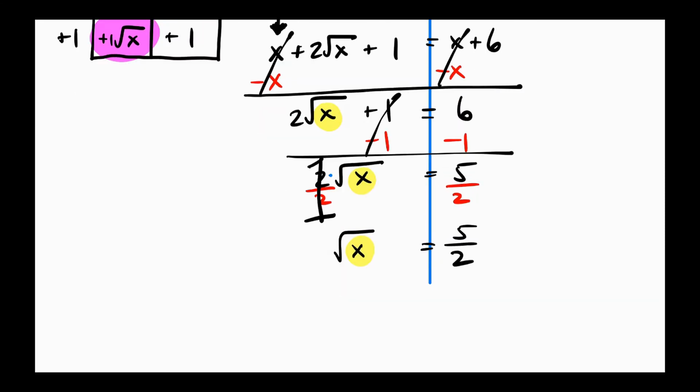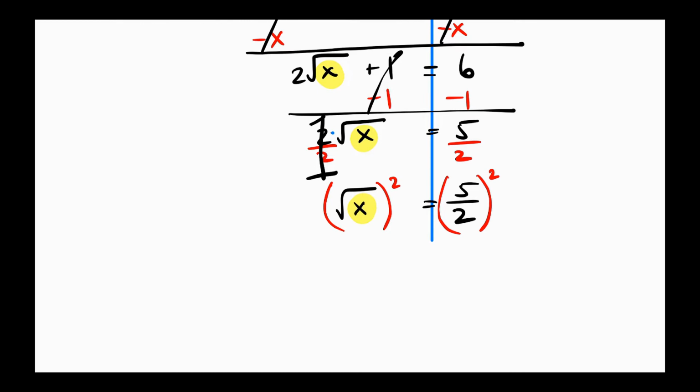How do I get rid of the root? How do I get rid of the radical? Square it. Yeah, we did this earlier, right? Square it. Okay. So when I do that, I get x by itself. And how do you square a fraction? You just square the top. So what's 5 squared? 25. And what's 2 squared?